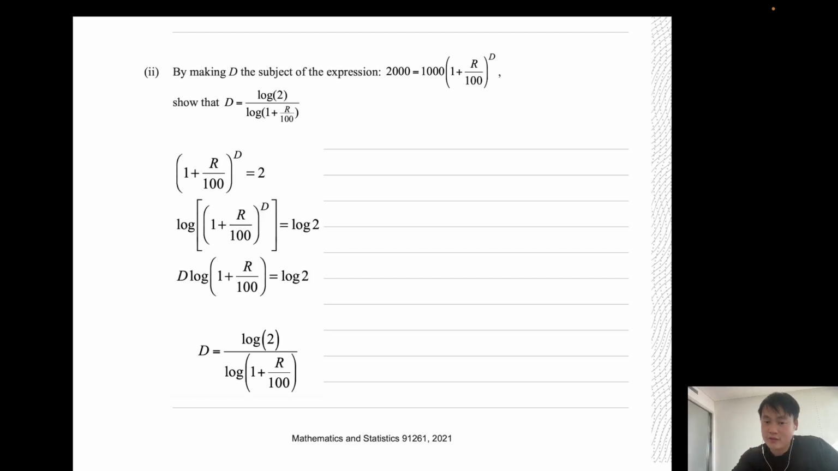So the key takeaway over here is, the best way to tell if you need to do logs a lot of times is if you need to bring some sort of power back down, if you need to isolate it. This question is really asking you to isolate the d. You can't isolate that if it's hovering above in a power, can you? Doing the log of that will remove it from that power. That's the key point over there.